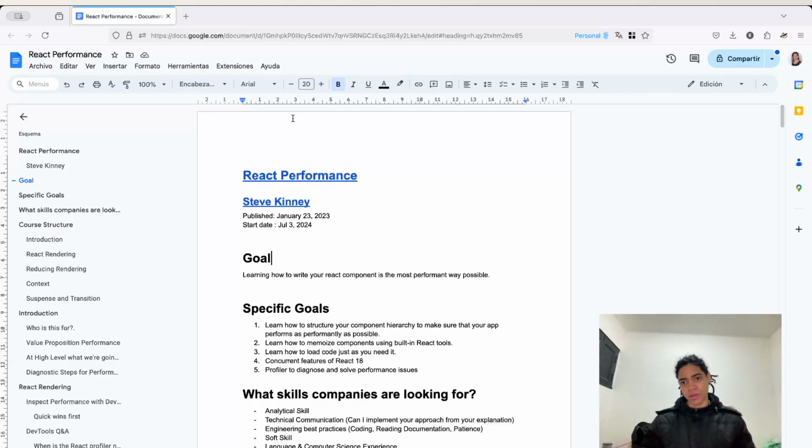So once we are able to do this, right? And this is the reason why we are taking a look at this topic, as a way to later move to what we really care about in this course, which is to see how we can write React components in the most performant way possible, AKA writing our React apps as well.